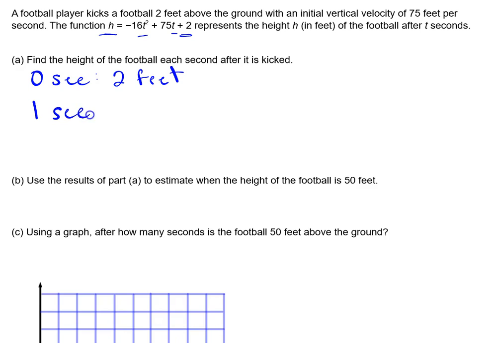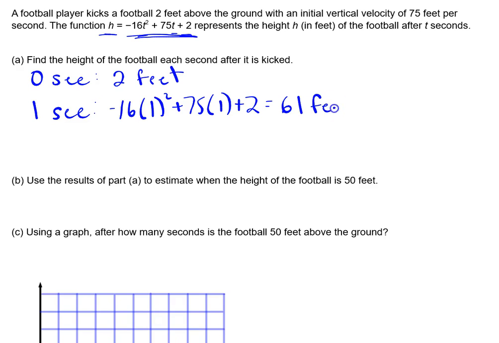1 second later, we would plug in a 1 into this equation right here. So that's negative 16 times 1 squared plus 75 times 1 plus 2. So we have negative 16 plus 75 plus 2. So that's going to be 61 feet. So in the very first second, it goes from 2 feet to 61 feet.